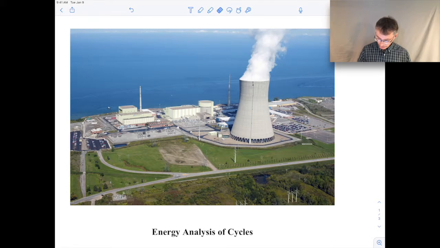What you'll see on the screen here is a power plant, perhaps a gas-fired power plant or a coal-fired power plant. This is one of the types of cycles we'll be talking about today. It's an example of a power cycle. Power cycles are used to generate power, generate work. And it's one of many different types of cycles that we will talk about.